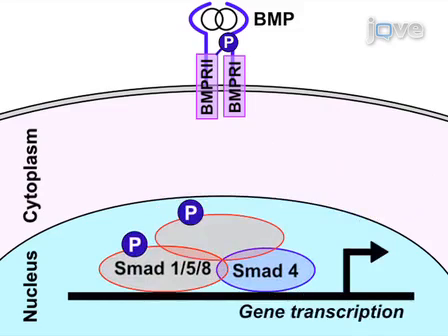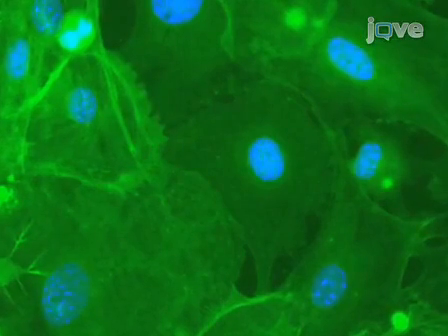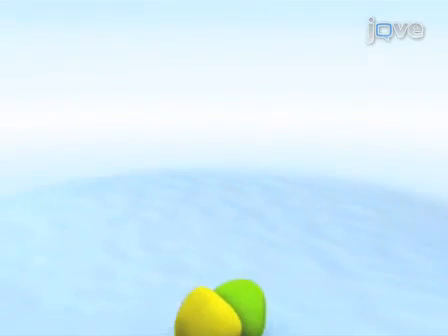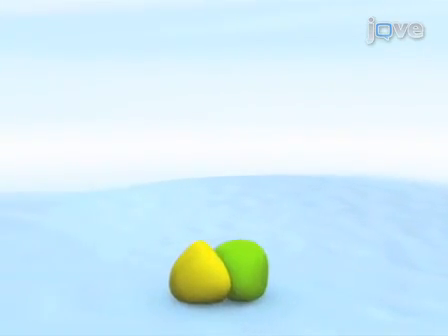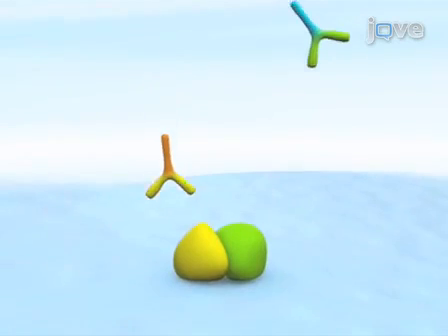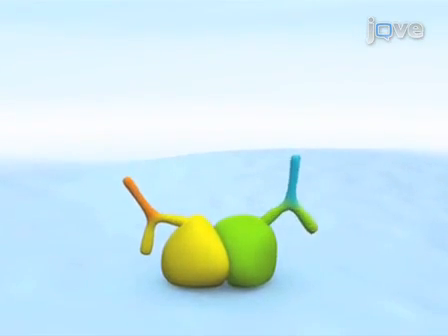Here we use PLA to visualize complexes forming between the endogenous SMAD effectors and SMAD4 in tissue culture cells with or without BMP stimulation. This begins with parallel use of 2 primary antibodies, one of which recognizes all 3 phosphorylated SMAD effectors and the other of which recognizes SMAD4.